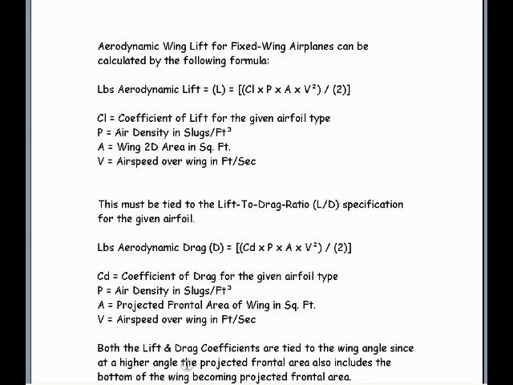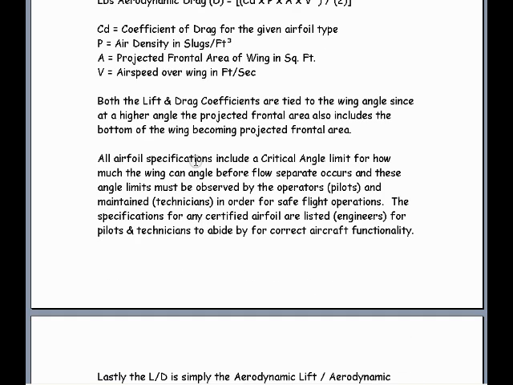Now, as for aerodynamic wing lift for fixed wing airplanes, this can be calculated by the following formula. You simply take the coefficient of lift for the given airfoil times the air density in slugs per cubic foot times the wing 2D planform area in square feet times the airflow over the wing, that is in feet per second, and the entire quantity then squared. These four values are then divided by 2. This must be tied to the lift to drag ratio, L/D, specification for the airfoil.